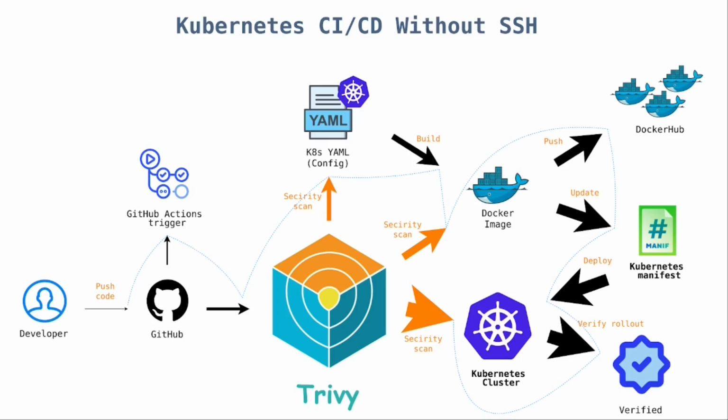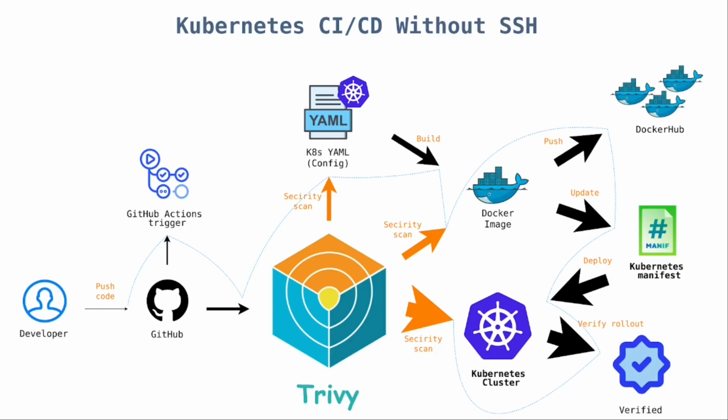Main workflow. The system follows a fully automated pipeline from code to production, ensuring both efficiency and security. It begins when a developer pushes code to GitHub. This action automatically triggers a GitHub Actions workflow. The pipeline first performs a security scan on the Kubernetes YAML files to detect misconfiguration early. Then it builds a Docker image from the source code and scans the image for vulnerabilities.